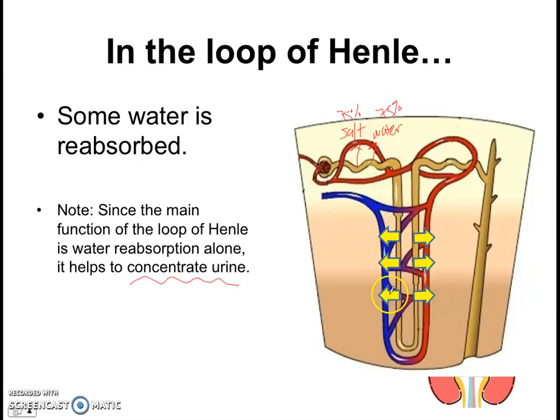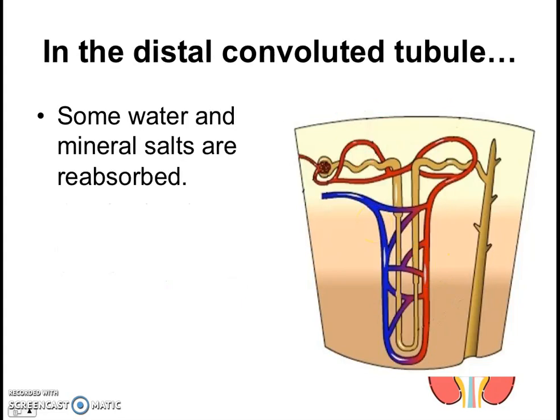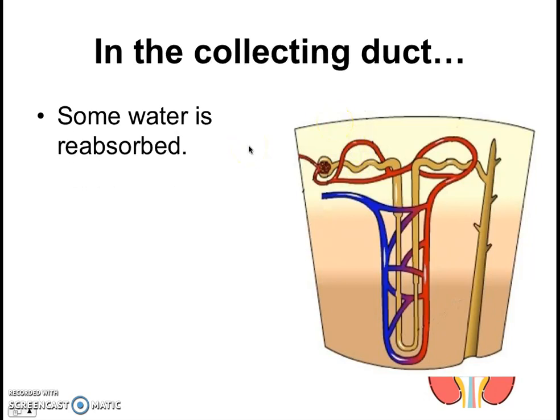But once it moves into the loop of Henle, only water is being removed from the filtrate. So the filtrate becomes more and more concentrated. Next, in the distal convoluted tubule, some water and mineral salts are reabsorbed. So it's quite similar to the proximal, except that there's no glucose and amino acids being absorbed, because all the glucose and amino acids have already been absorbed at the proximal convoluted tubule. And finally, in the collecting duct, some water is reabsorbed.